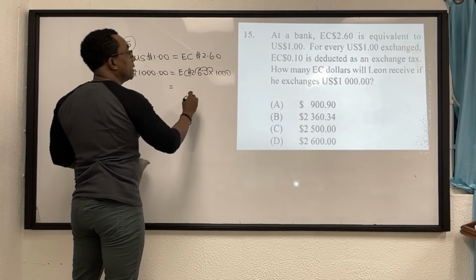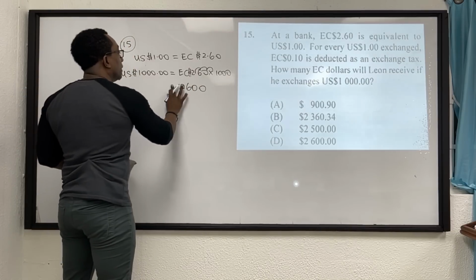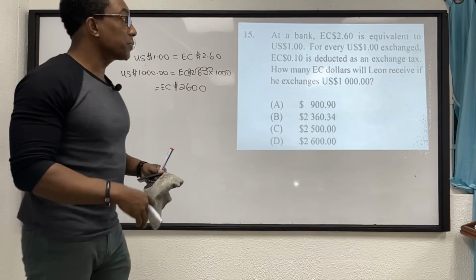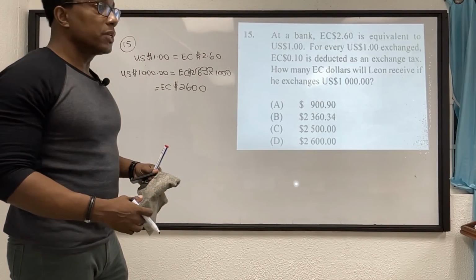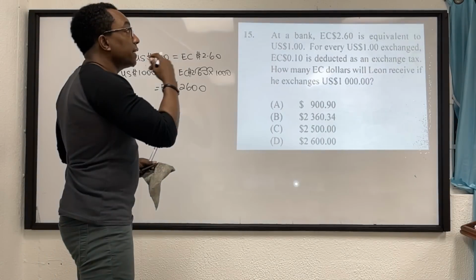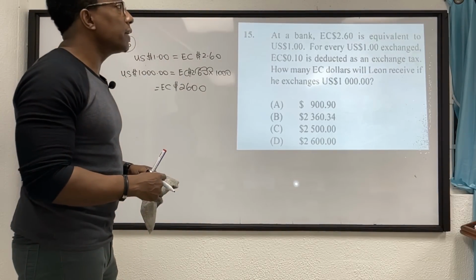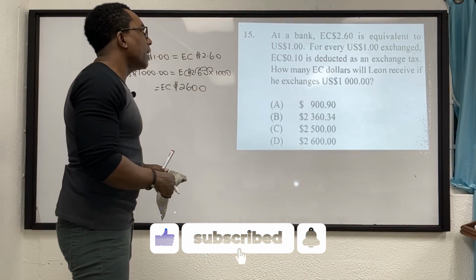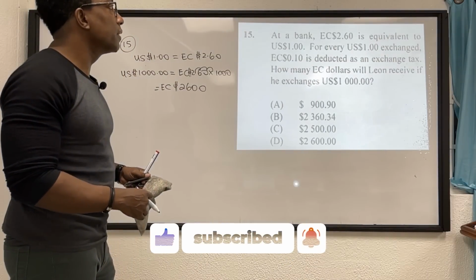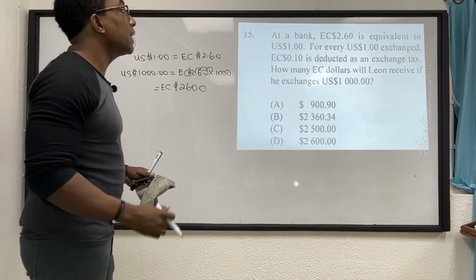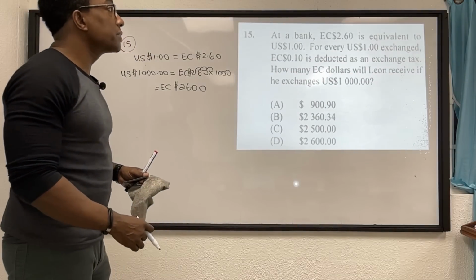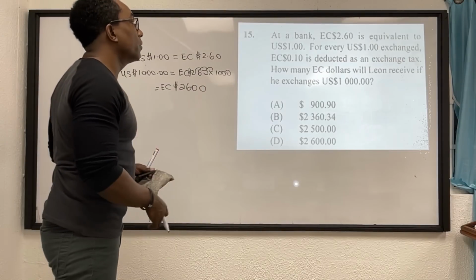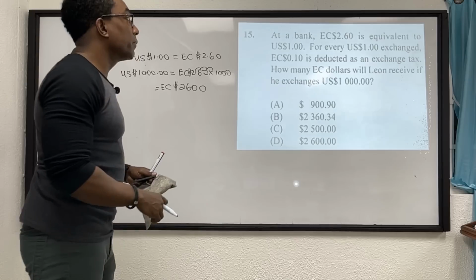1, 2, 3. So that becomes EC $2,600, right? That's what the US $1,000 is equivalent to in EC. But it states here for every one US $1 exchange, EC 10 cents is deducted as an exchange tax. So for every one US dollar exchange, we have 1,000 US dollars.